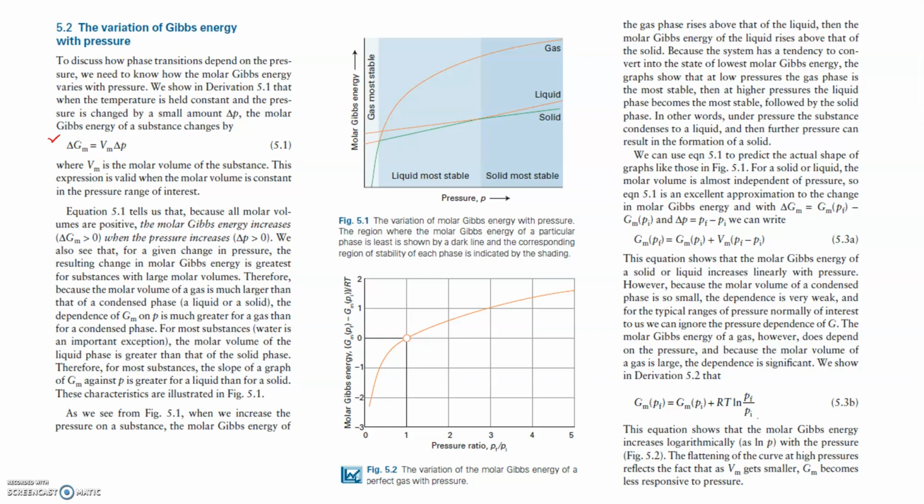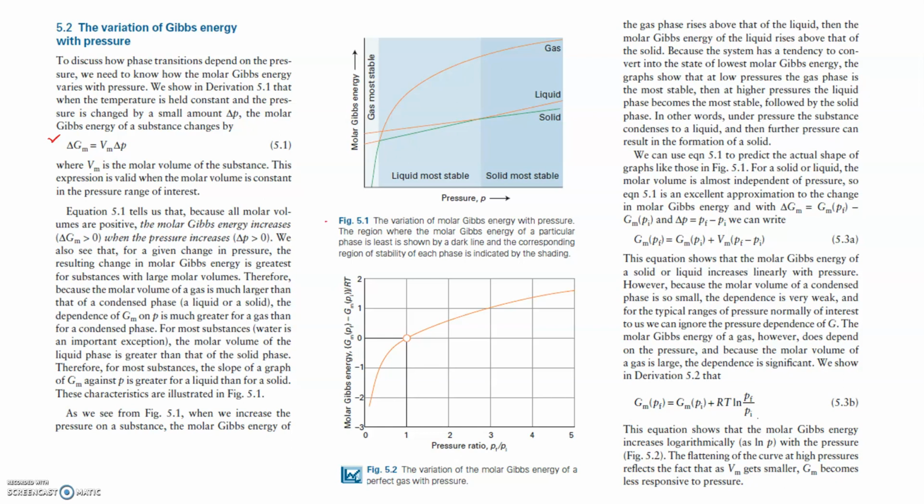with large molar volumes. Therefore, because the molar volume of gas is much larger than that of a condensed phase, either liquid or solid, the dependence of molar Gibbs energy on pressure is much greater for a gas than for a condensed phase. For most substances, with water being a very important exception, the molar volume of the liquid phase is greater than that of the solid phase. Therefore, for most substances, the slope of the graph of molar Gibbs energy against pressure is greater for a liquid than for a solid. And we see these characteristics illustrated in figure 5.1.